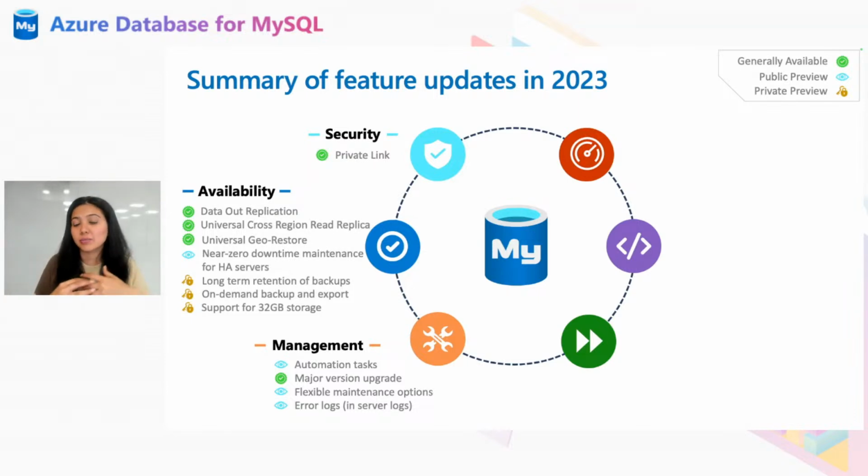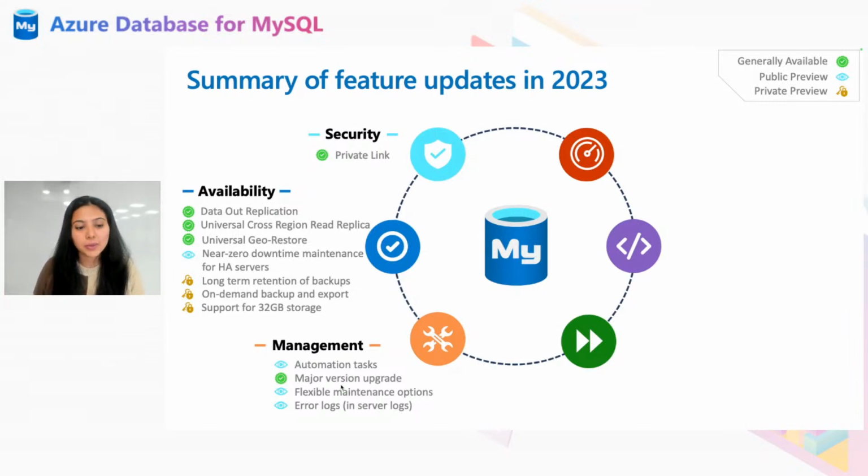We also released flexible maintenance options, again in public preview, which allows you to reschedule your maintenance windows. So we already had custom maintenance windows, but if you want to be able to reschedule these maintenance windows to a later time, or even instantly initiate maintenance with a reschedule now option, these are the options that are currently available in public preview. And finally, we also released error logs under the server logs feature, which provides you the option to view the error logs up to 7 days to analyze and troubleshoot issues much faster.